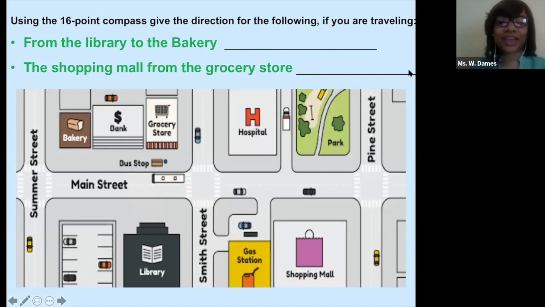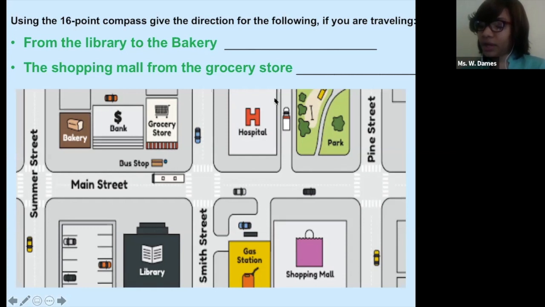So, using this little activity, we're going to identify 2 locations using our 16-point compass. So, if you are traveling from the library to the bakery, what direction are you moving in? Okay, Raven, I see you. Okay, Kashard, I see you. Okay, anyone else? One more person want to give it a try? Okay, Marsha, I see you as well.